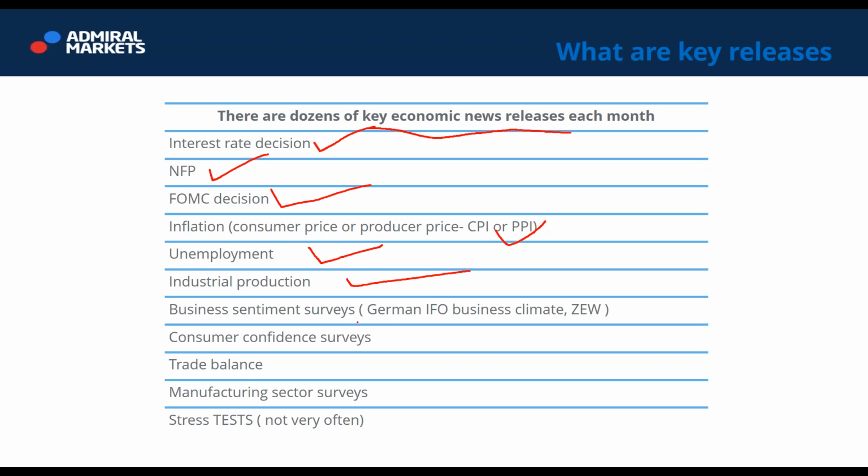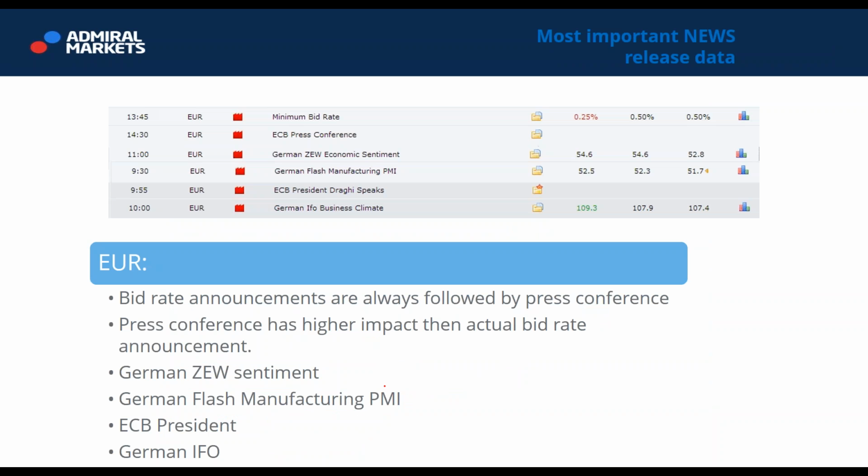Unemployment news, industrial production, business sentiment surveys like German IFO business climate, or ZEW economic sentiment, consumer confidence surveys, trade balance, manufacturing sector surveys, and today it doesn't happen very often, but it's a key economic release if we have a bank stress test. But sometimes, especially today, we don't have any stress tests, so key releases are usually what I wrote above, from interest rate decision to manufacturing sector surveys.